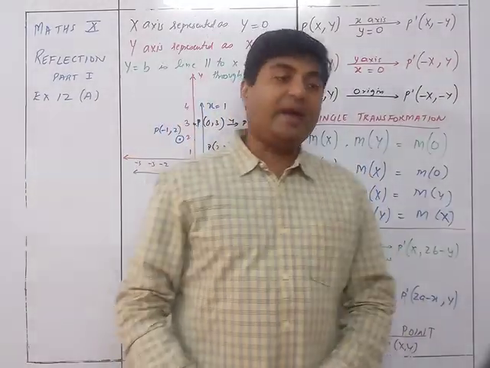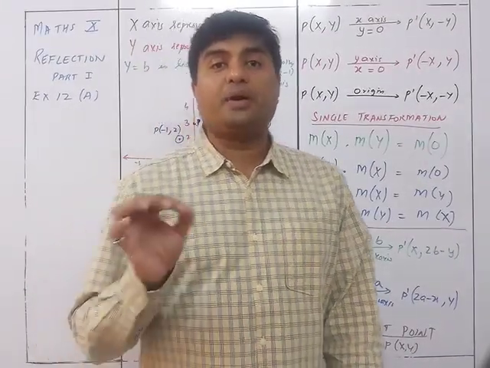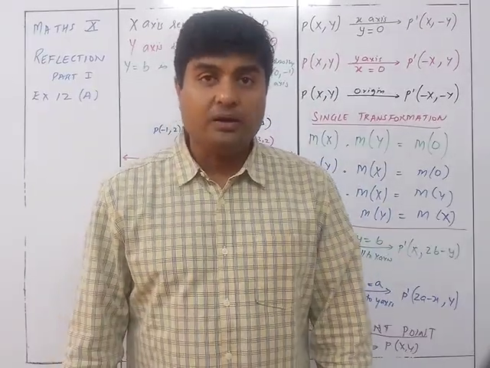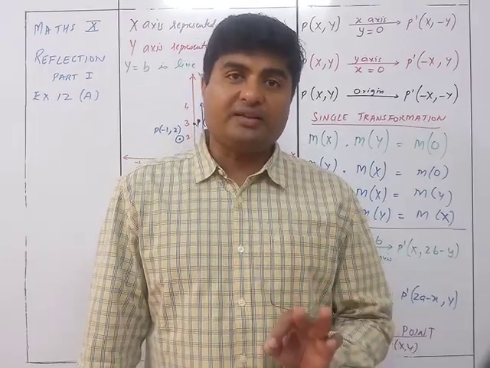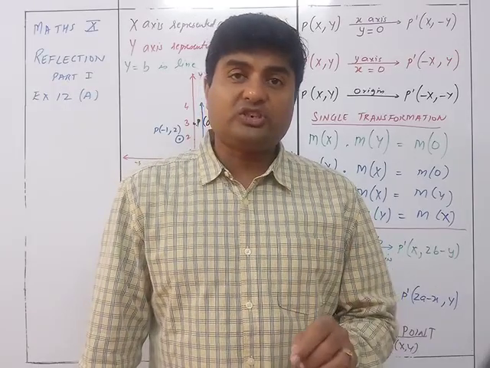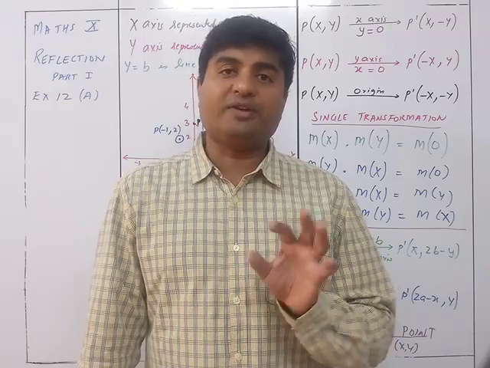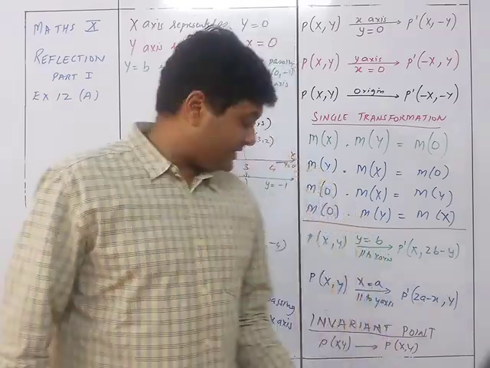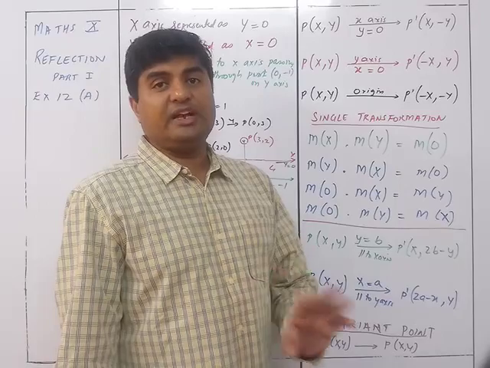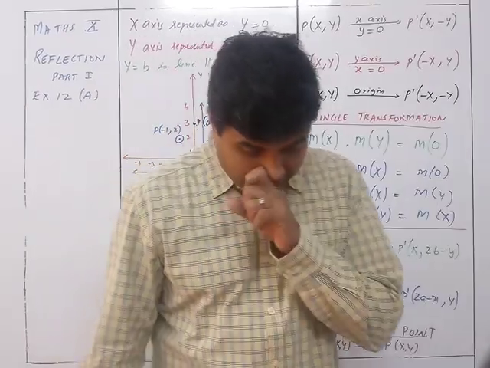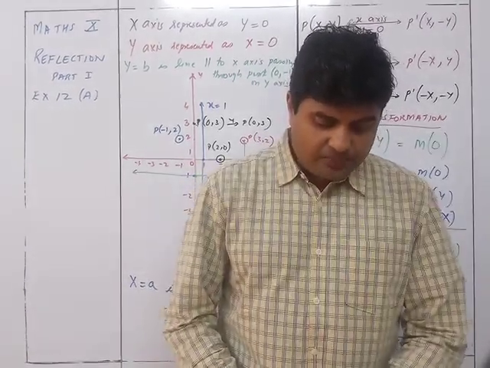It is not going to have any change if that particular point is lying on that axis or that line which is the reflecting surface. Any point which is on the reflecting surface remains the same after reflection. There is no change in its coordinates. Such points are called invariant points. Invariant points do not change their coordinates after reflection. So we will start with the exercise now.